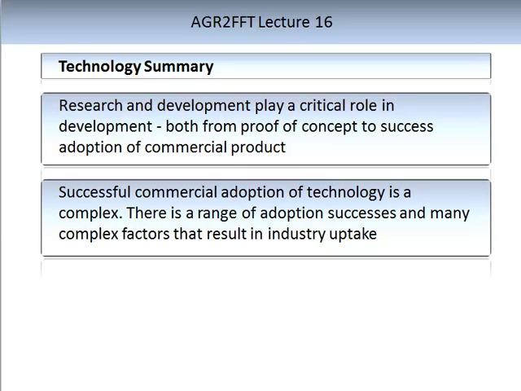Research and development play a critical role in the development of technology. They play this role at all stages, from proof of concept to successful adoption of a commercial product. Successful commercialization of a technology is a complex area. There is a range of adoption successes and many complex factors that can result in industry uptake. There are also many examples of unsuccessful adoption of technology.